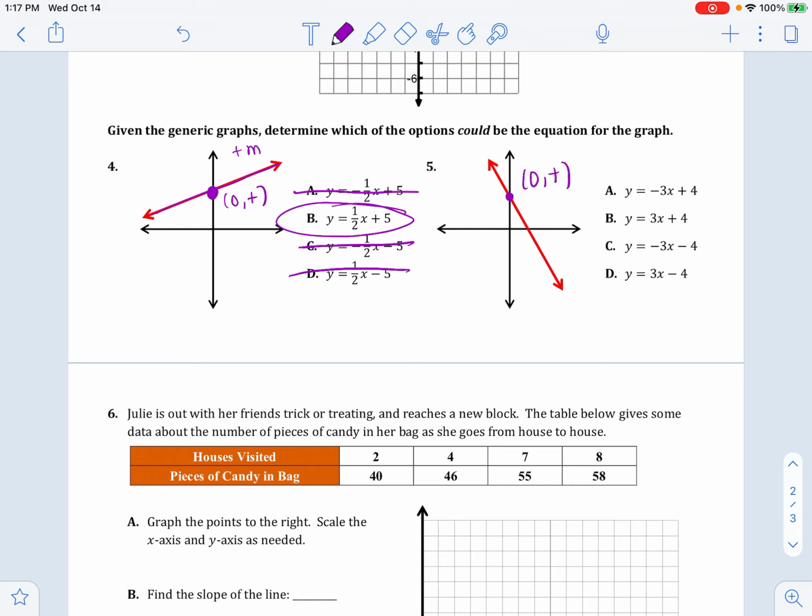All right, using the same idea right here, here's my y-intercept. It's (0, positive number). So my y-intercept has to be positive once again in this case. And then this time, if you look, it goes down and to the right. So that is a negative slope. So if I look for a negative slope, my only one out of those two is A.